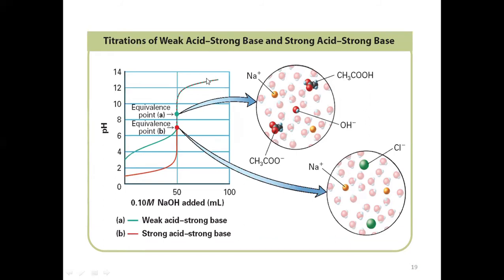So it is clear that when strong acid and strong base react with one another, full neutralization occurs and the equivalence point is reached at 7. And when a weak acid and strong base react in a titration, the equivalence point is reached in the basic region, which is 8.5.